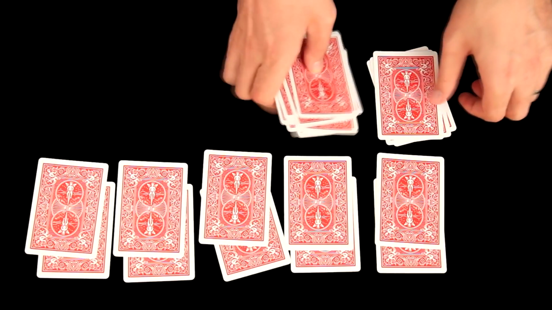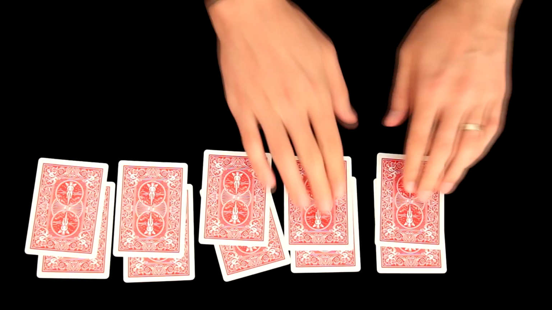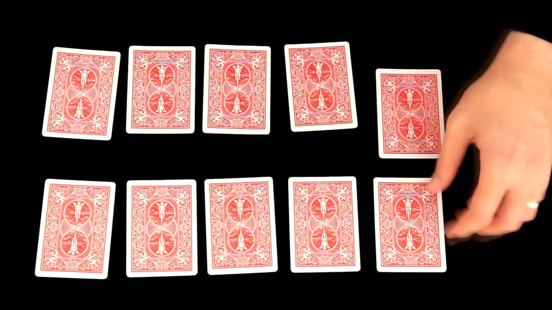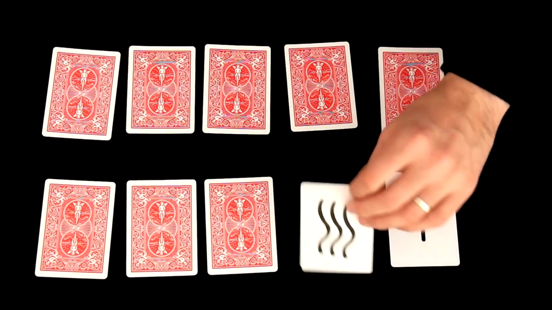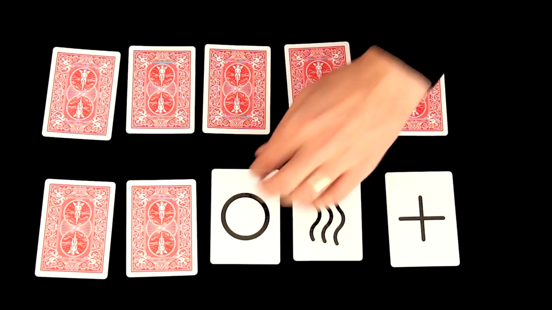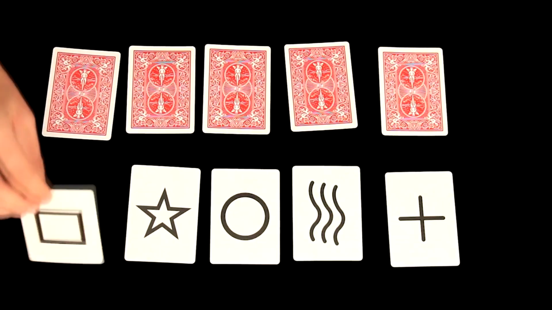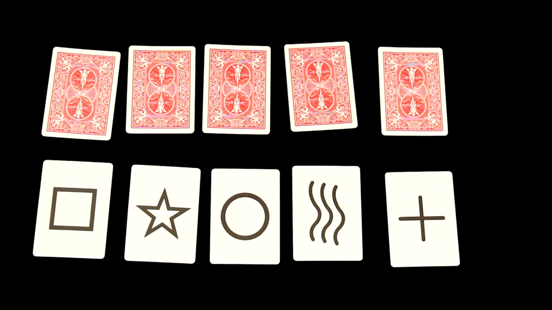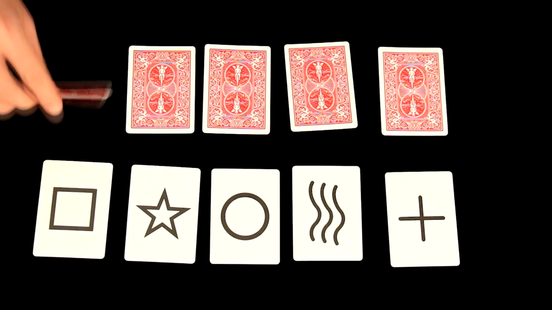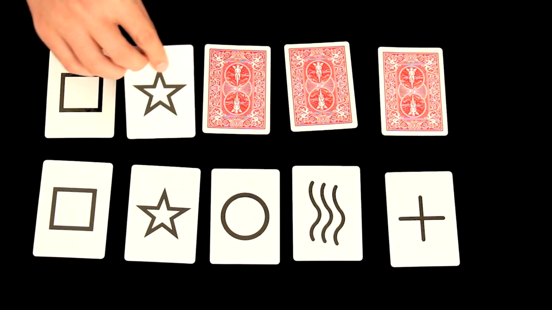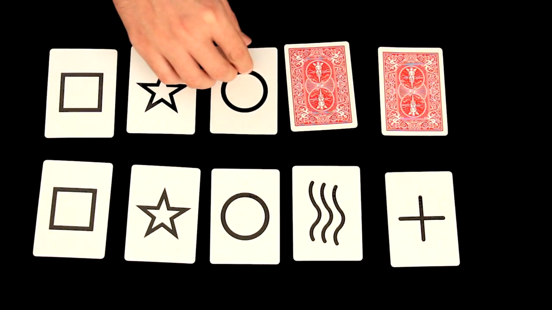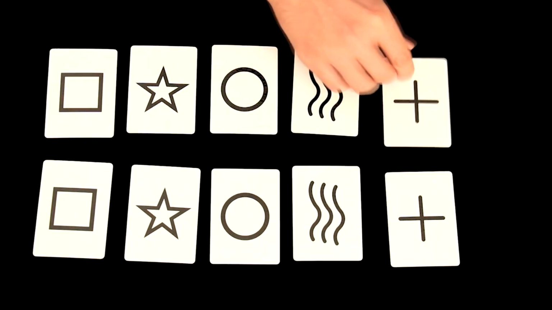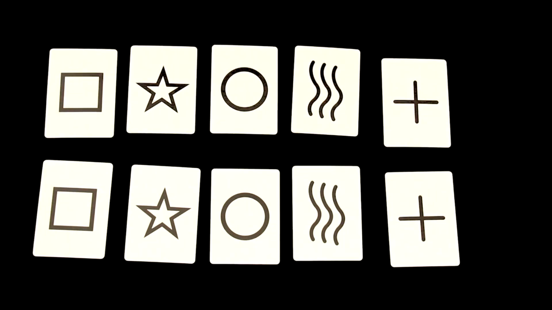So we will not need these cards anymore. And now for the first time, let's check what cards were dealt on the table at the beginning. We have here cross, wavy lines, circle, star and square. Now the deck was shuffled and you had a free choice, and your choice was square, star, circle, wavy lines and cross. Perfect match. So this was the trick.